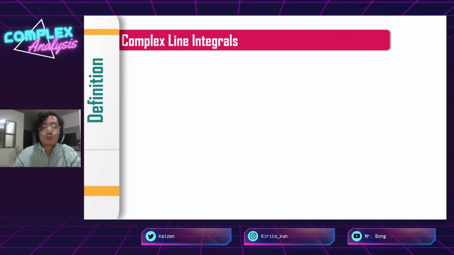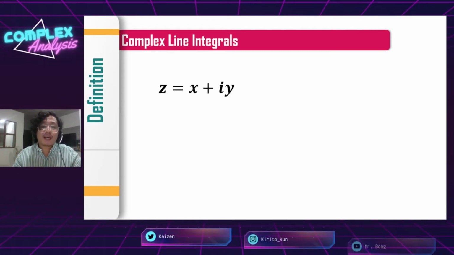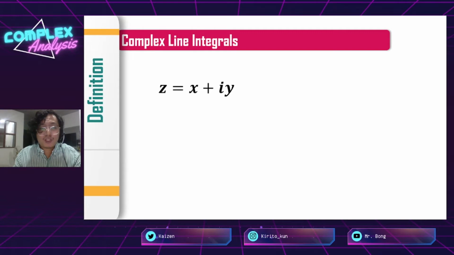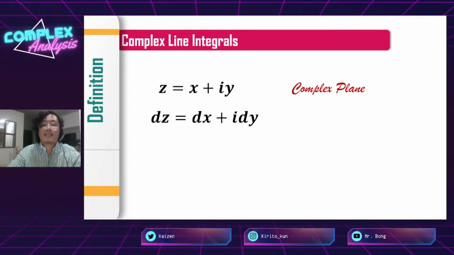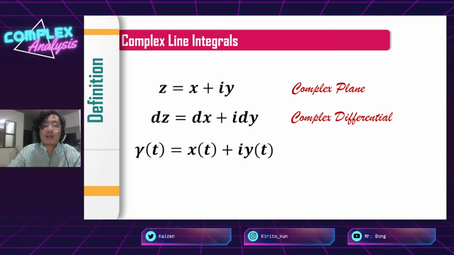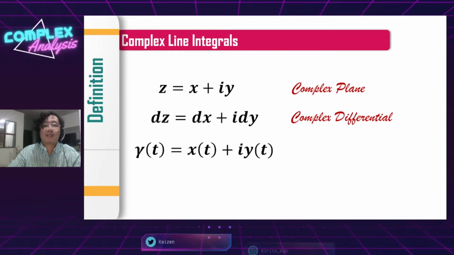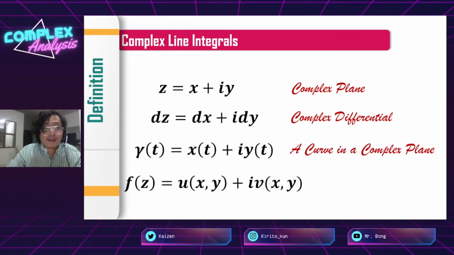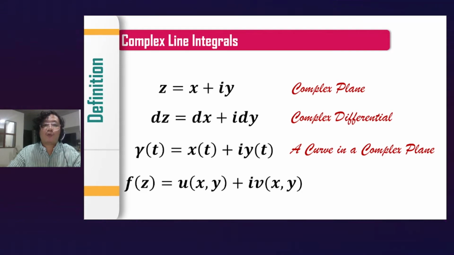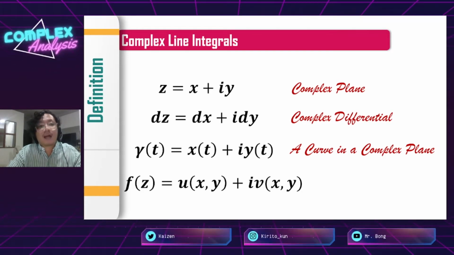So for the first one, we have z equal to x plus i times y, which is our complex plane. Then we have dz equal to dx plus i dy, which is our complex differential. And then we have gamma of t equal to x of t plus i y of t, which is our curve in the complex plane. And then we have f of z equal to u of x,y plus i v of x,y, which is our complex function.